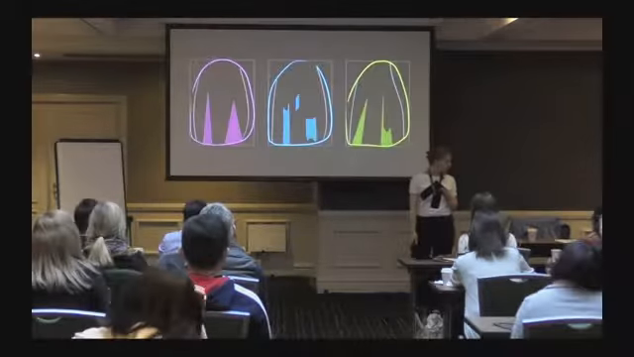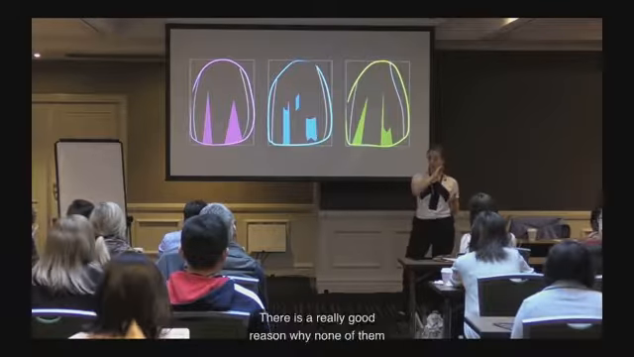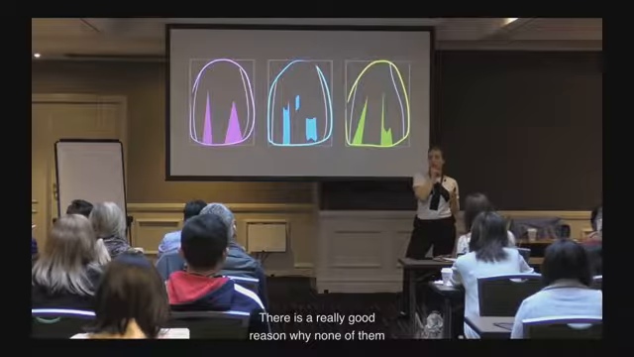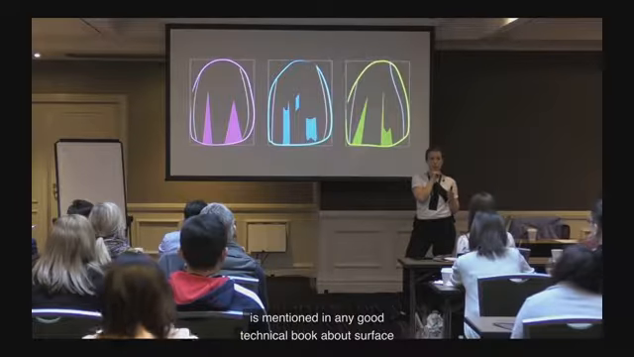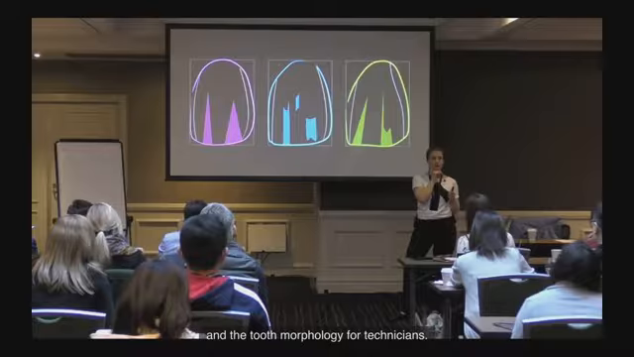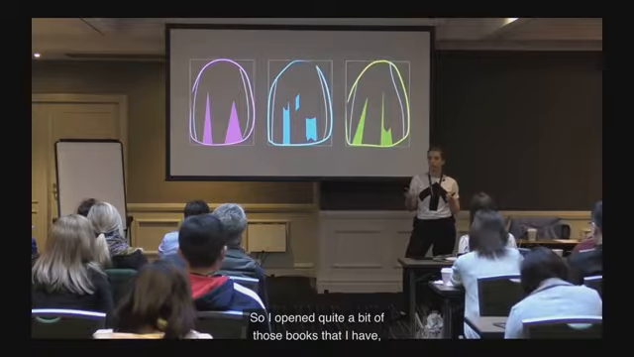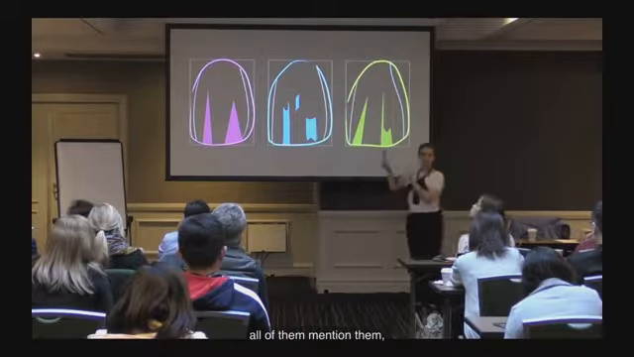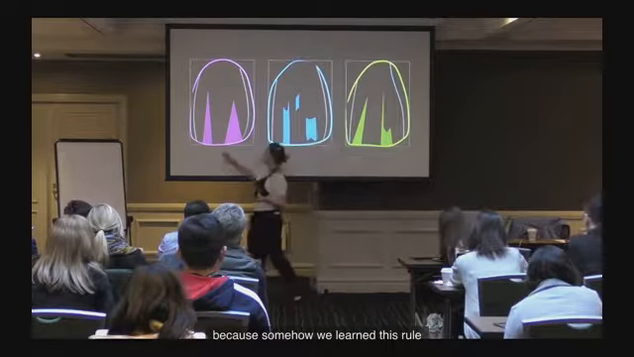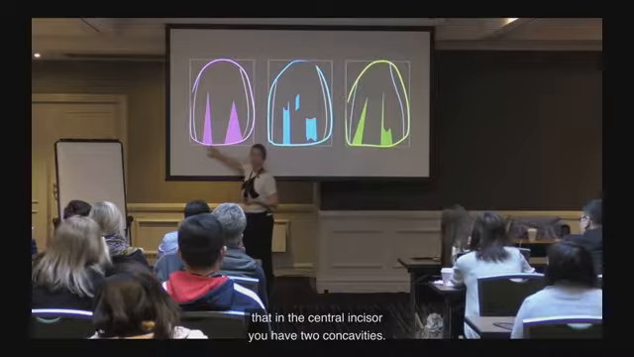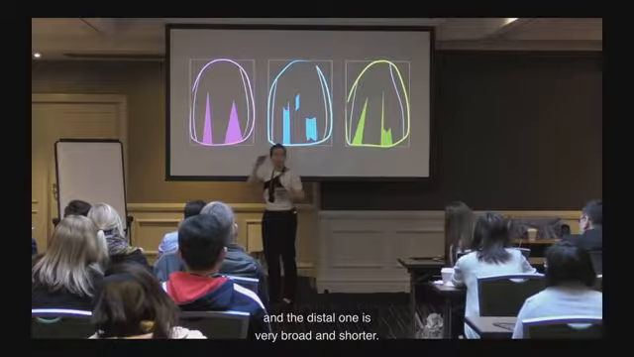Now, surface morphology, those concavities that you have, there is a really good reason why none of them is mentioned in any good technical book about surface and tooth morphology for technicians. I opened quite a bit of those books that I have. All of them mention them, but none of them gives you rules, because somehow we learned this rule, that on the central incisor you have two concavities. One is very sharp and very narrow, and the distal one is very broad and shorter.